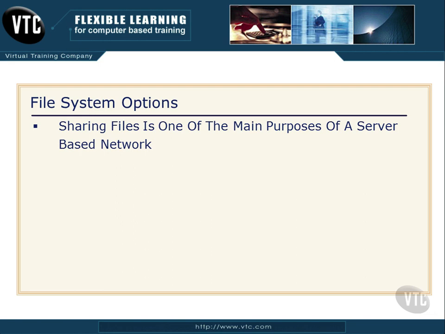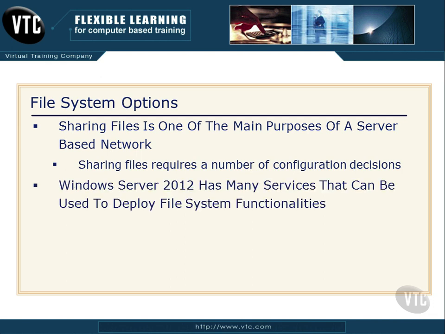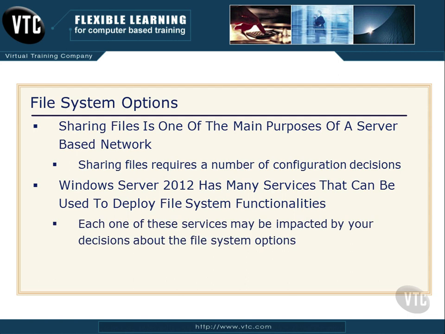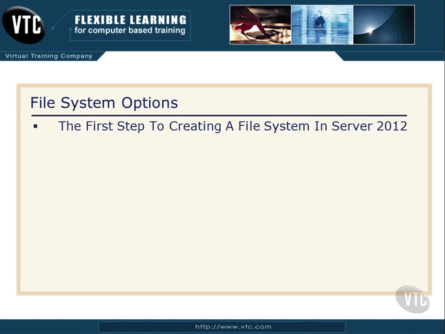First of all, sharing files is one of the main purposes of a server-based network, right? It's how we got into this mess to start with. But when we start thinking about actually sharing files from a server, we have a number of configuration decisions that we need to make. Now, Windows Server 2012's got a lot of different services that can be used to deploy various file system functionalities to make files available to the end users out there, or the clients. But each one of these services may be impacted by your decisions about the file system options. So let's talk about exactly what's got to happen here to get the file system options all set.